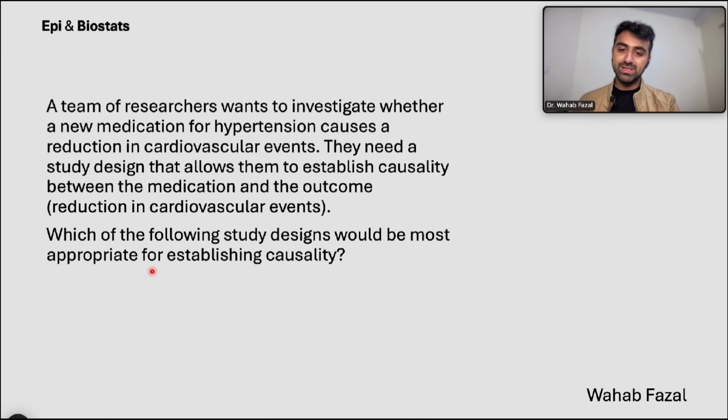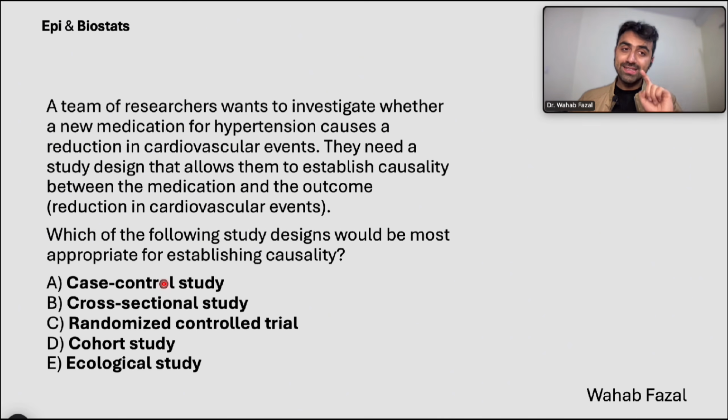Let's take another question. I know these are a lot, but these help you understand the whole thing. A team of researchers wants to investigate whether a new medication for hypertension causes a reduction in cardiovascular events. Okay, new medication, if it works or not. They need a study design that allows them to establish causality between the medication and the outcome. Which one of the following study designs would be the most appropriate for establishing causality? This is a cheeky one. I know I made this one because this ties into our next video.